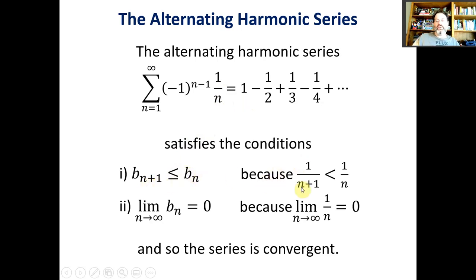It's decreasing because 1 over n plus 1 is less than 1 over n, right? If you make a denominator bigger, the fraction gets smaller. And the limit of the Bn's is 0, right? Because 1 over n is a p-series with p equals 1. If you just plug in 1 over infinity, you get 0, right? So this converges by the alternating series test. And that's pretty much all you do for the alternating series test. You just have to show the Bn's are positive, decreasing, and the limit is 0. That's all you have to do.